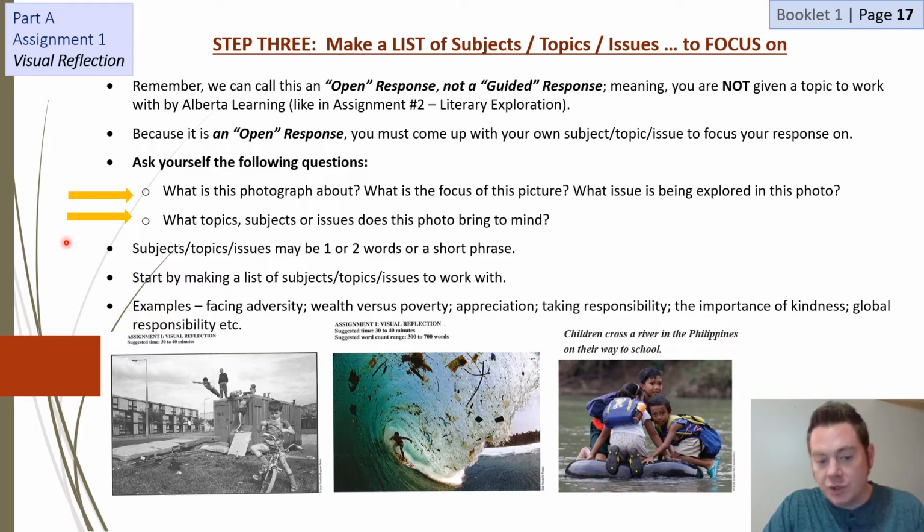Subjects or topics or issues may be one or two words, or it could just be a short phrase. You want to start off by making a list of subjects or topics or issues with which you'll be working. So some examples of that could be facing adversity. It could be wealth versus poverty, appreciation, taking responsibility, the importance of kindness, global responsibility, etc.